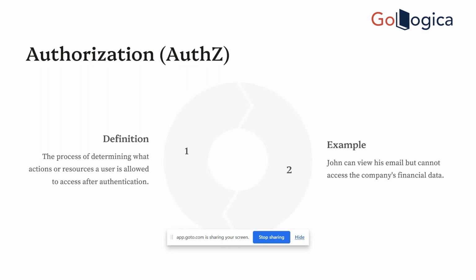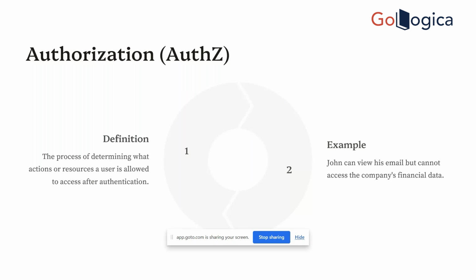So if John Doe can view his email but cannot access the company financial data, that comes under authorization. Authorization is stating that John is authorized to view his email, but he is not able to access the company financial data. So on that term we call it authorization. Correct? There are some restrictions, some privileges given to you or an entity, that comes under the authorization sector. So I think these three terminologies are well understood by you.